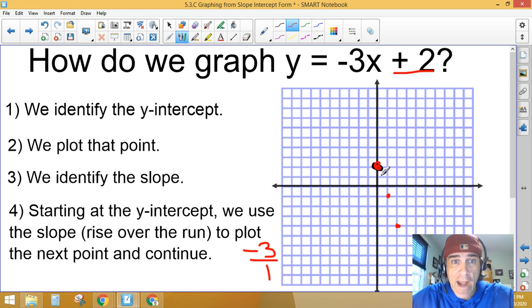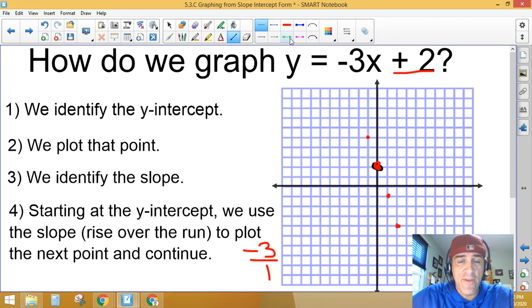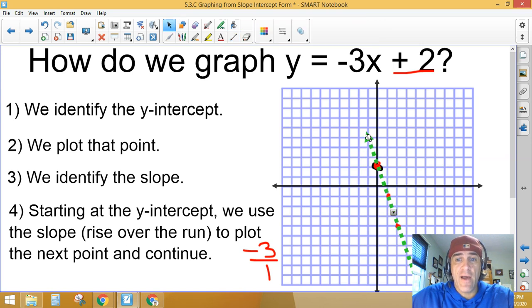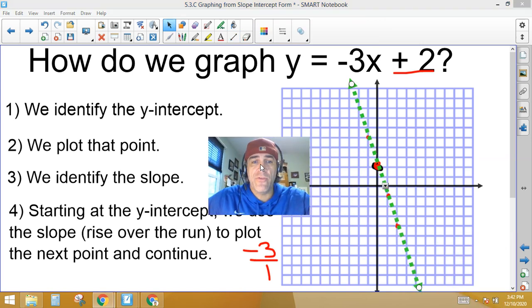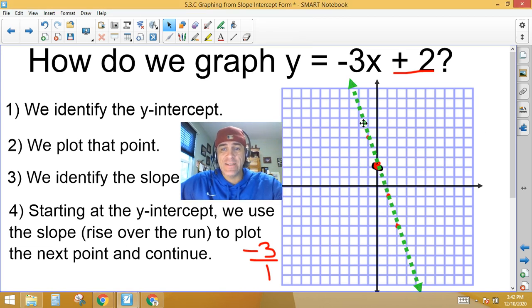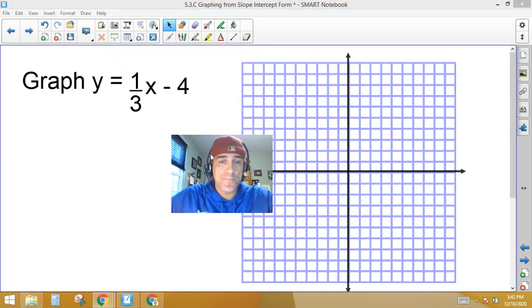If sometimes you run out of room, instead of going down and to the right, which is a negative movement, I could go up 1, 2, 3, and then to the left one, and that would continue on. The last piece, if we are graphing by hand, we would then connect our points and extend the line all the way through the graph. And that is the line of y equals negative 3x plus 2. Let's take a look at one more.